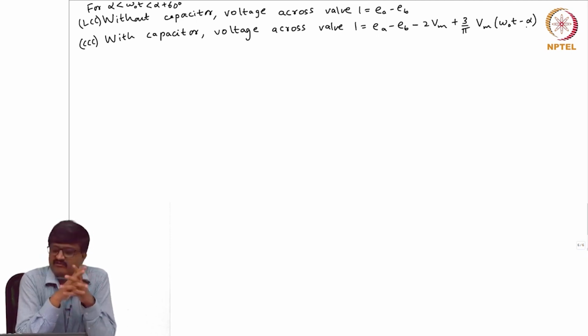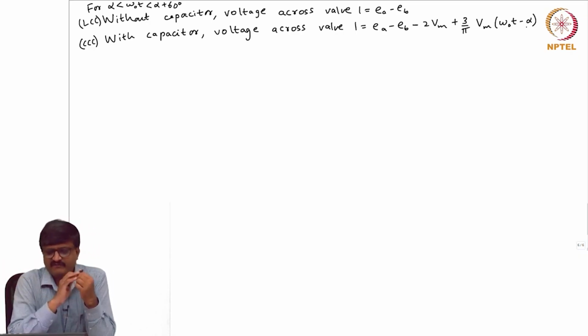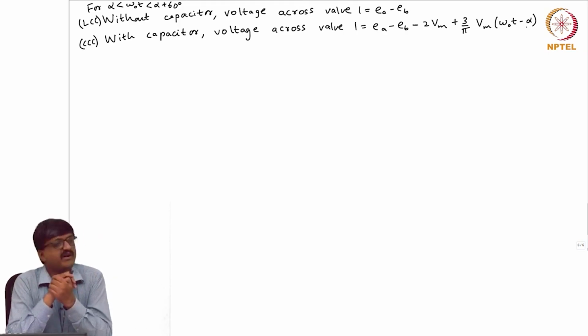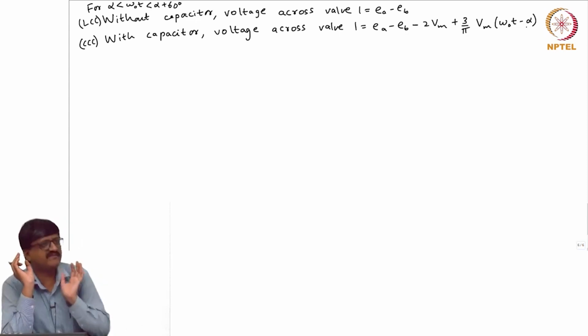Now, first of all, do you see that this voltage across valve 1 with capacitor is more negative? Minus 2 Vm plus 3 by pi Vm into omega t minus alpha. Do you see that it is negative? So, it is always negative. For alpha to alpha plus 60, it is negative. So, due to that, it takes longer for the voltage across valve 1 to become positive. So, it helps in commutation. That is the idea. The purpose of the capacitor is only that.